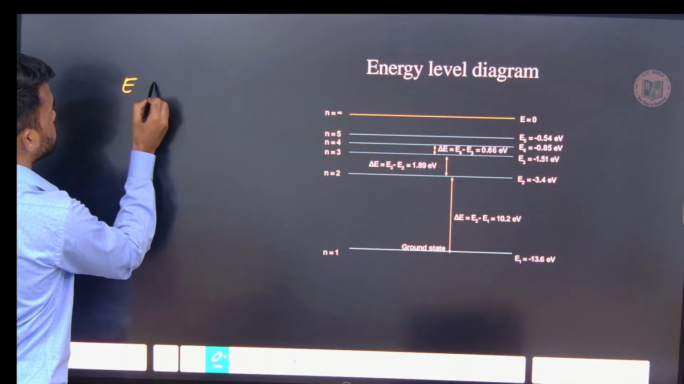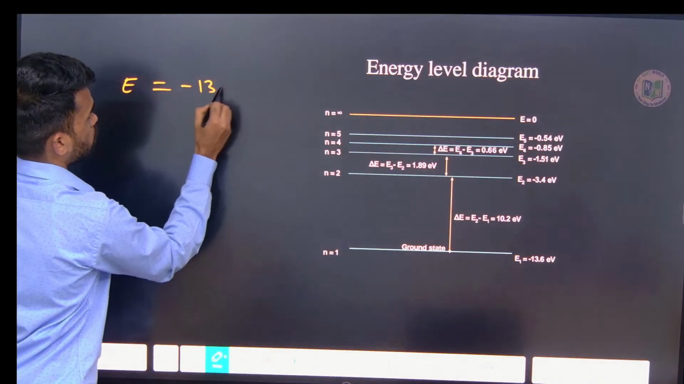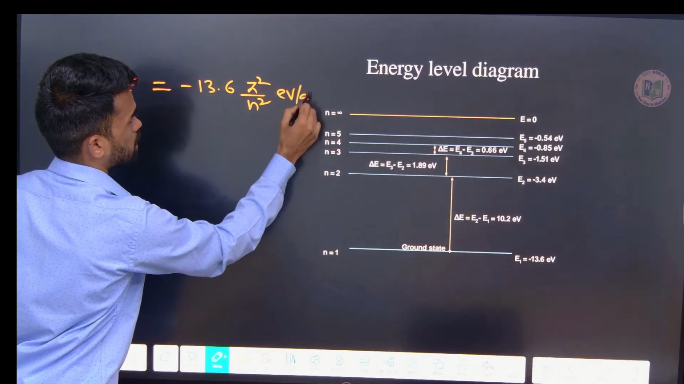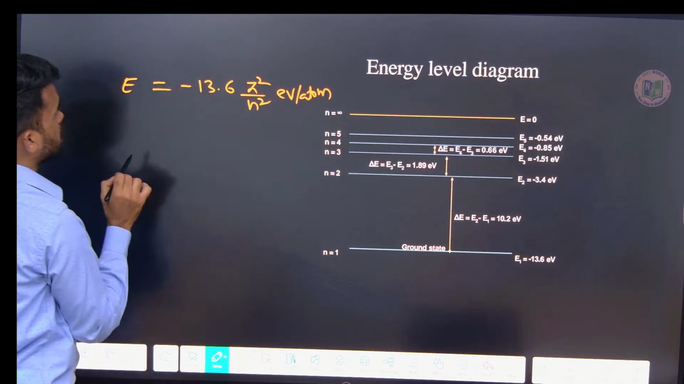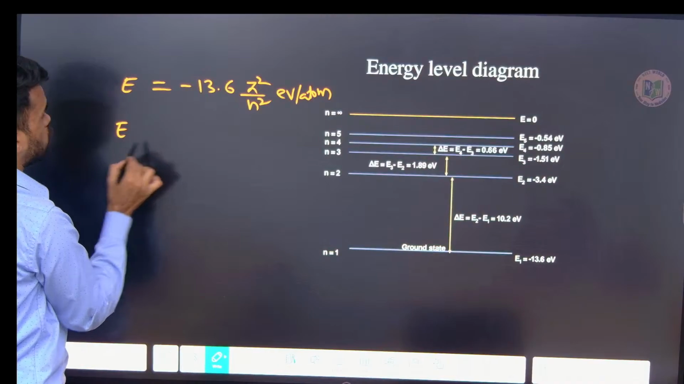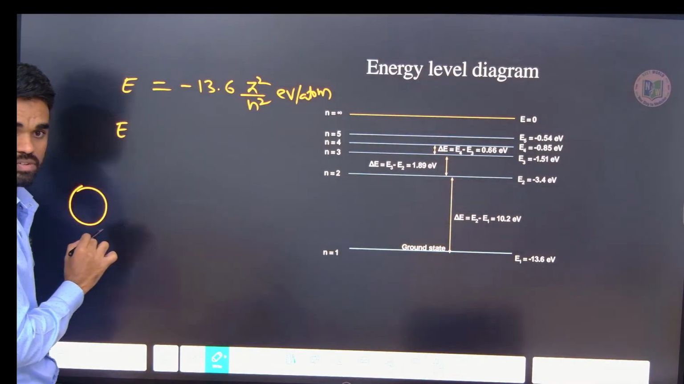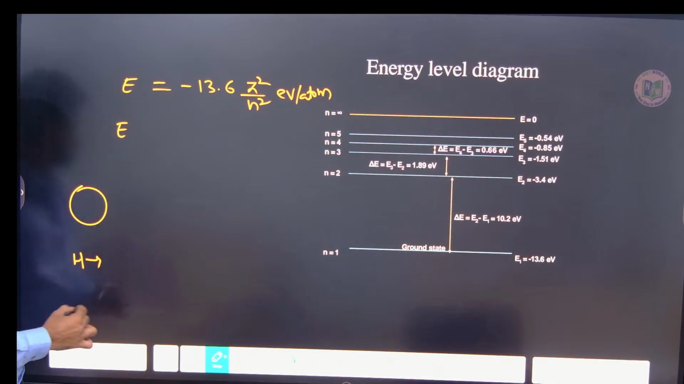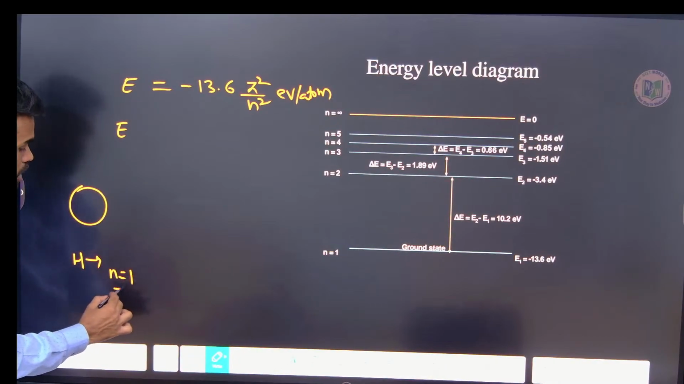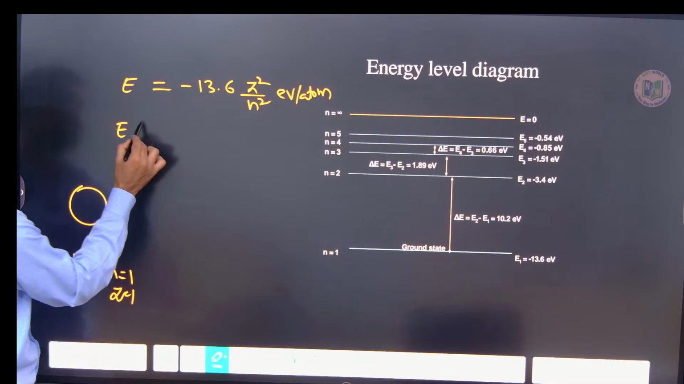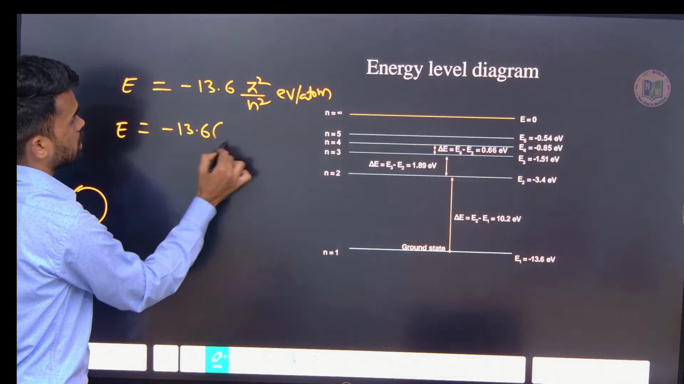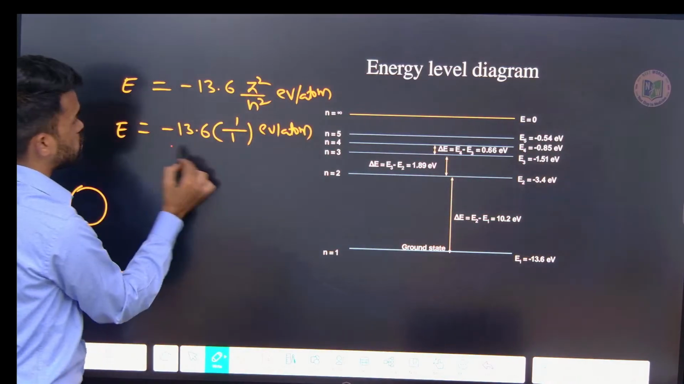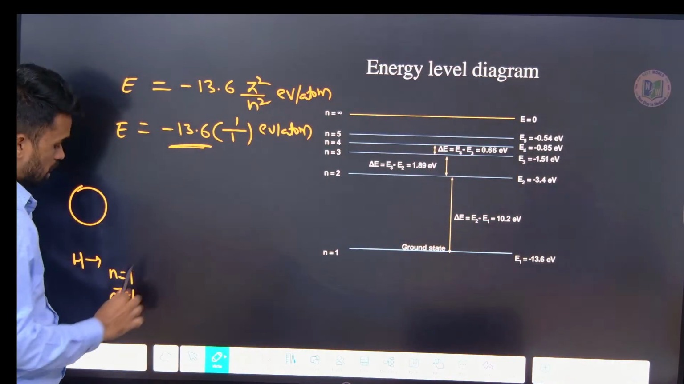E is equal to minus 13.6 Z square by n square electron volt per atom, which I discussed. Let us say an electron is present in a hydrogen atom, in the first orbit. So n value is 1, Z value also 1. So here what happens? Minus 13.6 electron volt per atom. So how much energy do we have?